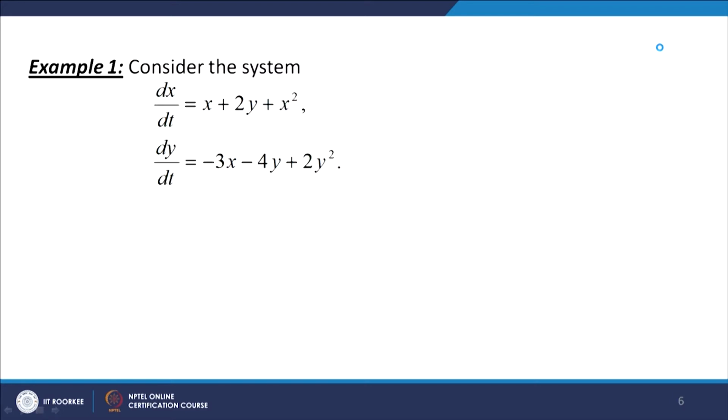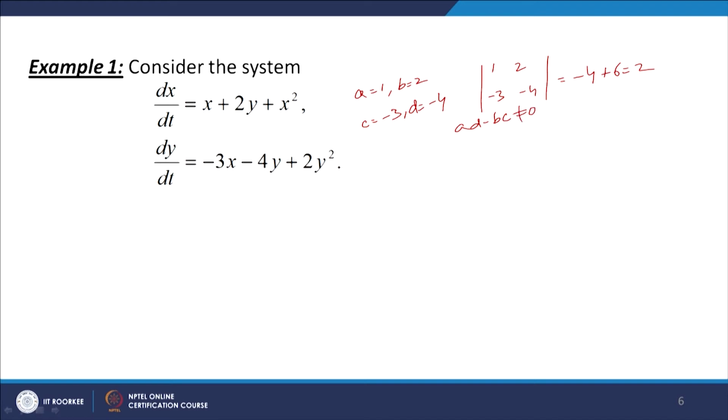Now, let us consider the system dx/dt = x + 2y + x square, dy/dt = minus 3x minus 4y + 2y square. You can see that here a is equal to 1, b is equal to 2, c is equal to minus 3 and d is equal to minus 4. So, a d minus b c is minus 4 plus 6, which is equal to 2. So, a d minus b c is not equal to 0.